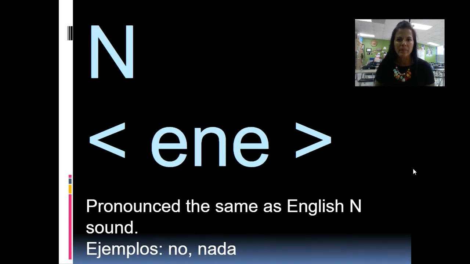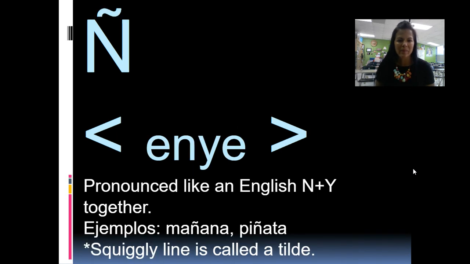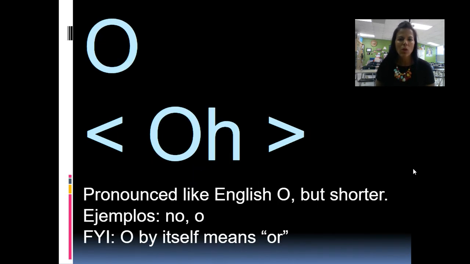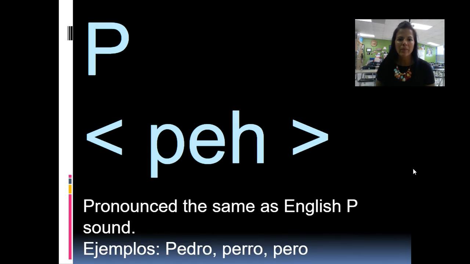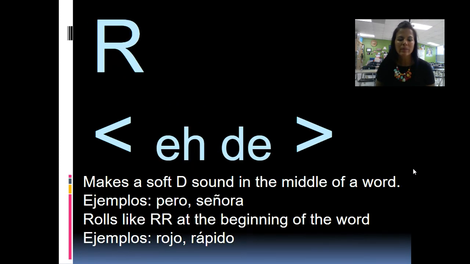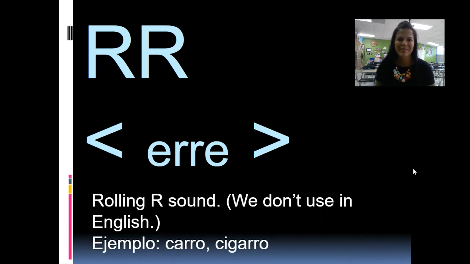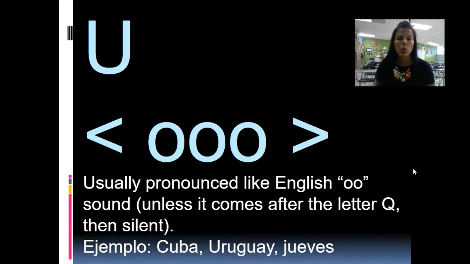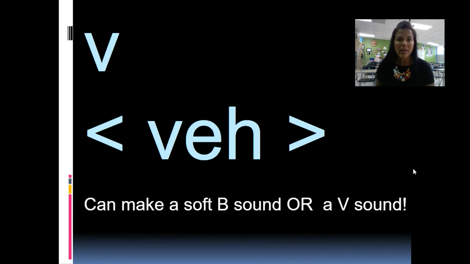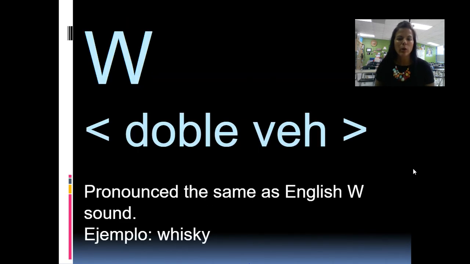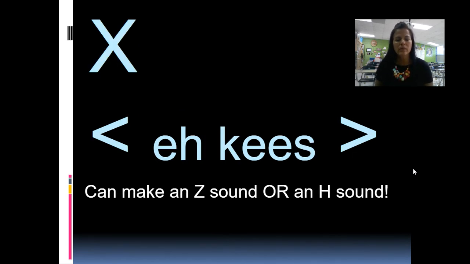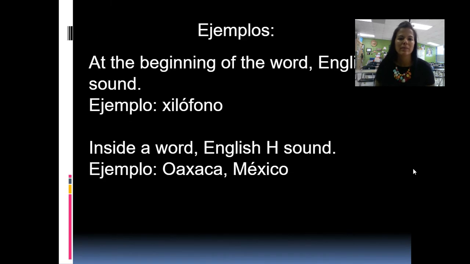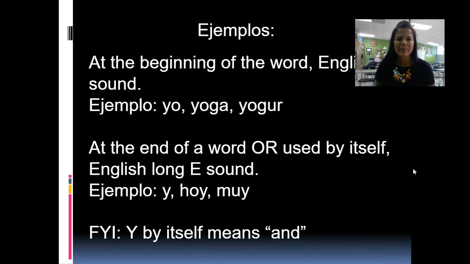Say M, N, Ñ, O, P, Q, R, R, S, T, U, V, W, or W, whichever one you prefer. Both are correct. X, Y, and Z.